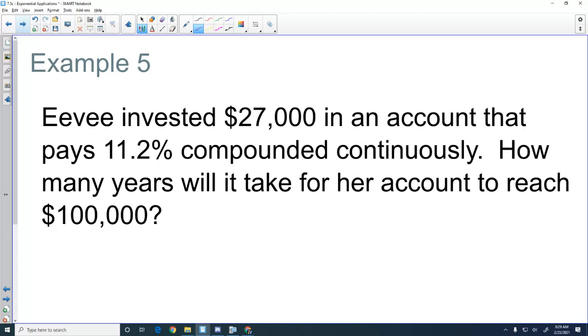Evie invested $27,000 in an account that pays 12.2% compounded continuously. How many years will it take for her account to reach 100,000? So how many years? That means we're going to be solving for t. We're going to be solving for the exponent again. But the difference in this problem from the previous one is that this is compounded continuously. So there is no n. There's no number of times per year that the interest kicks in. Since it's compounding continuously, we use the PERT formula.